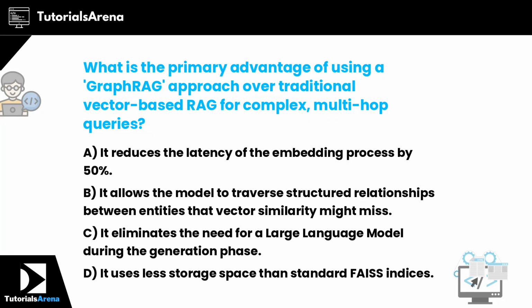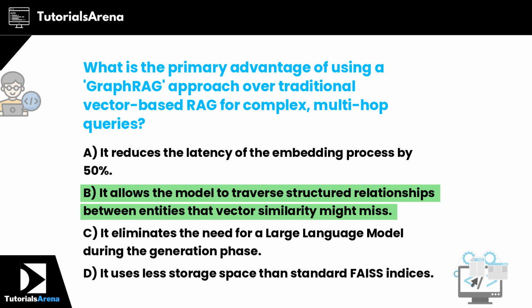What is the primary advantage of using a GraphRAG approach over traditional vector-based RAG for complex, multi-hop queries? The correct answer is option B. It allows the model to traverse structured relationships between entities that vector similarity might miss.